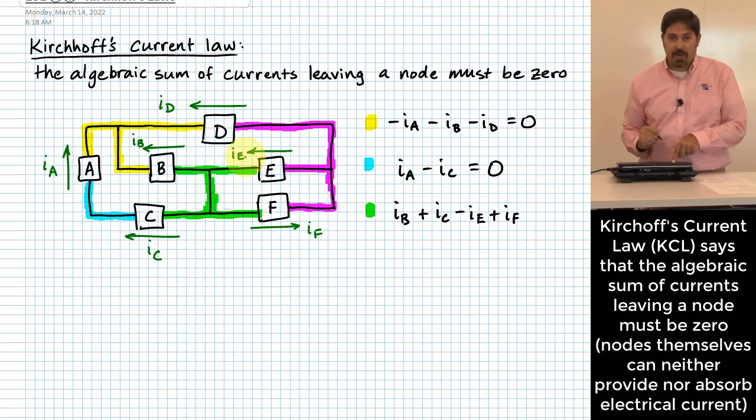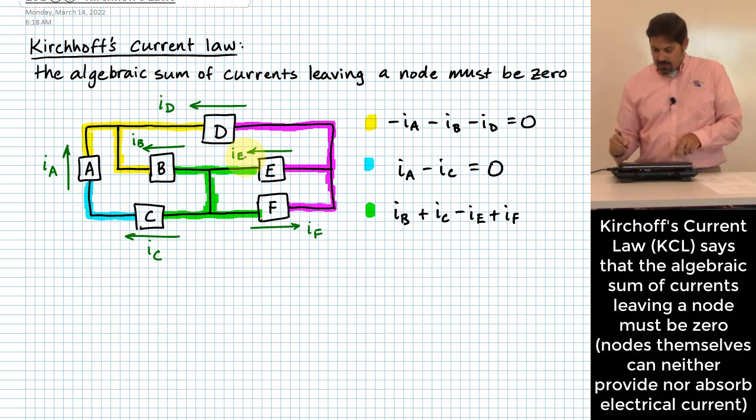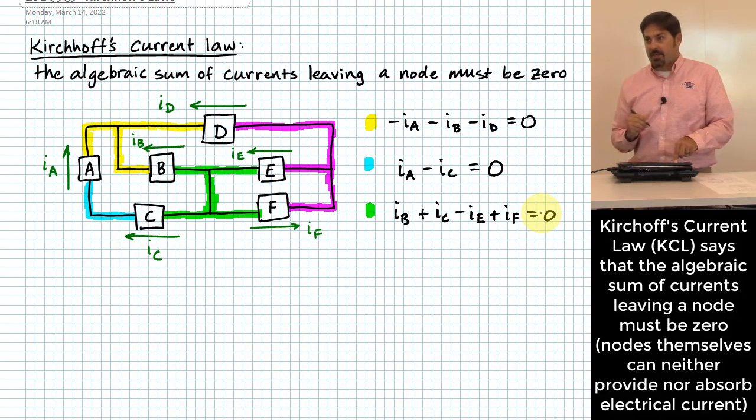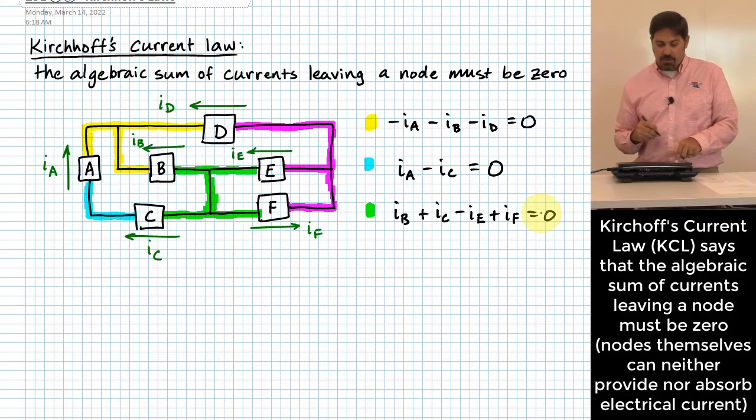IE is entering, so it's minus. Okay, so that's all the currents on that one, so I can set that equal to 0, right? That would be another valid equation according to Kirchhoff's current law.